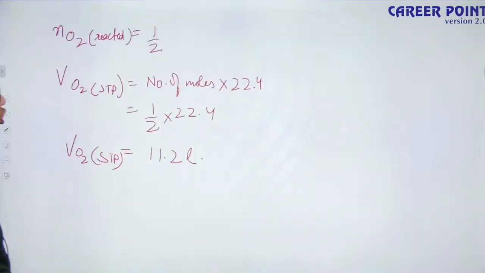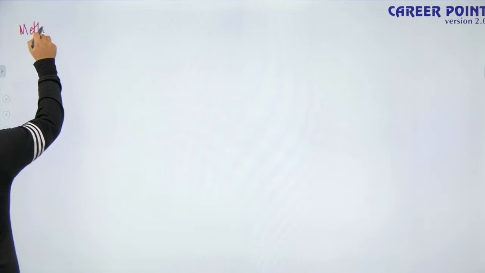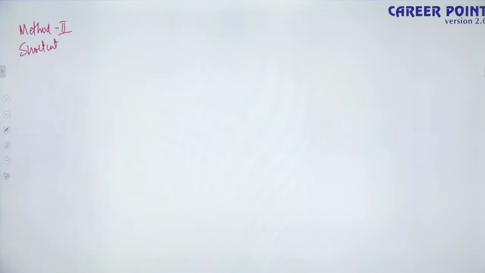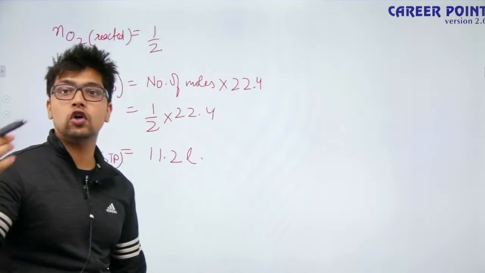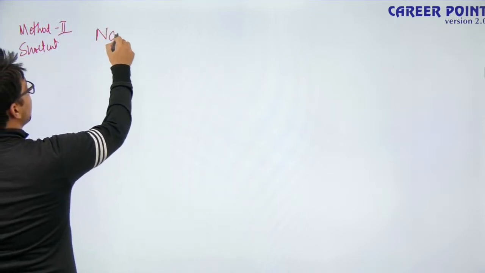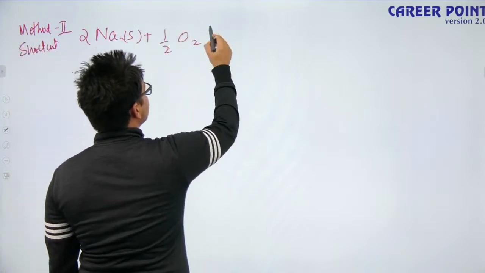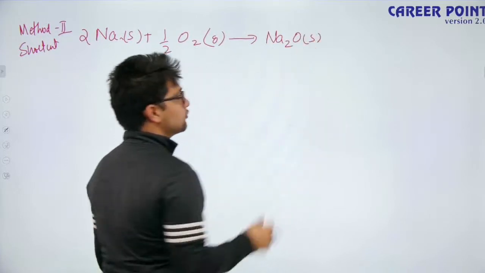This was method number 1. In method number 2, it is just a shortcut which you can use for competitive examinations. Look at how I am solving this. So what is my method number 2? It is my shortcut, and you will use this in your competitive examinations. So what was my equation? First of all, write the equation: 2Na solid plus half oxygen, gaseous, giving me Na2O solid. So this was my reaction.